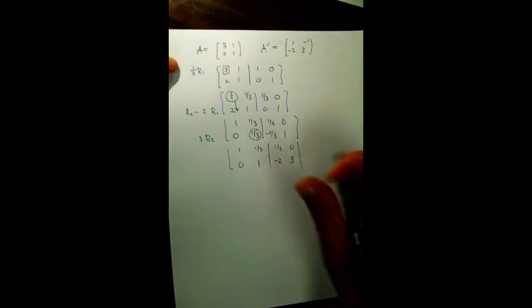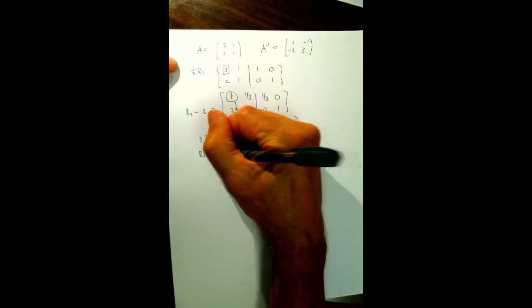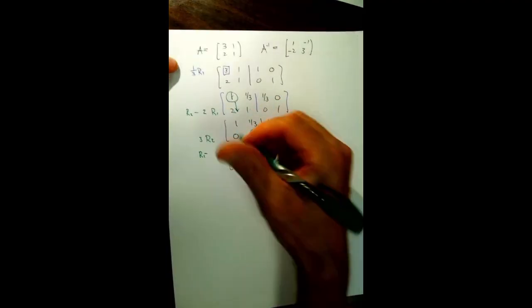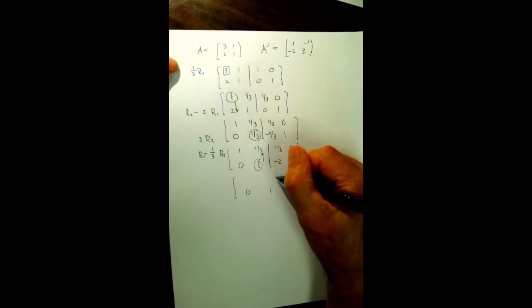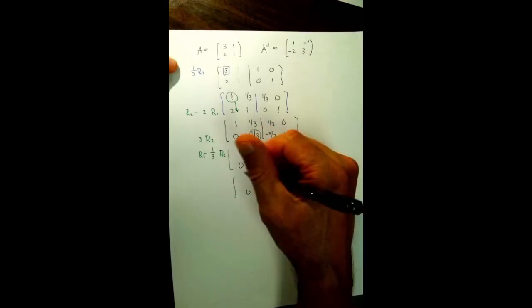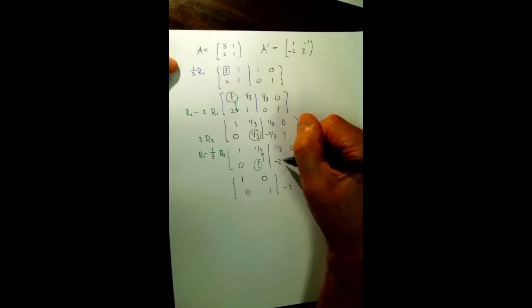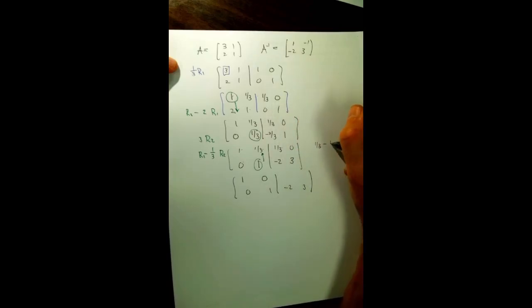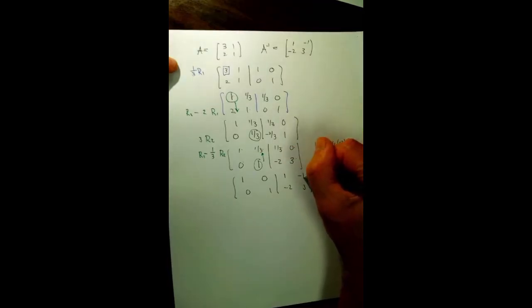So I'm going to use this pivot to get zeros above it. So I'm going to take row 1, and I'm going to subtract a factor of 1/3 of row 2. So I'm leaving the bottom row alone. So 1 minus 1/3 times 0 is 1. 1/3 minus 1/3 is 0. 1/3 minus 1/3 times minus 2 is going to be 1/3 plus 2/3, which is 1. 0 minus 1/3 times 3 is minus 1.